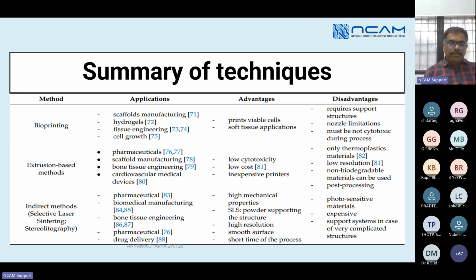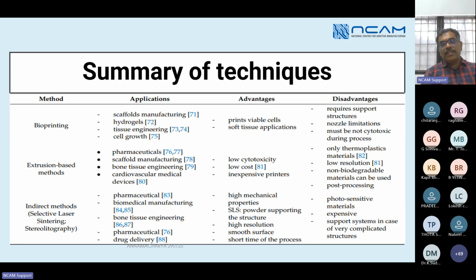Next are SLS, selective laser sintering, and SLA techniques. People talk about these in bioprinting as indirect methods, but in 3D printing technology, SLS and SLA are the major growing market industries right now. These indirect techniques are used for pharmaceutical and biomedical manufacturing, bone tissue engineering, and drug delivery. The major advantages are high mechanical properties, SLS powder supporting the structure, high resolution, smooth surface processing, and shorter process times.